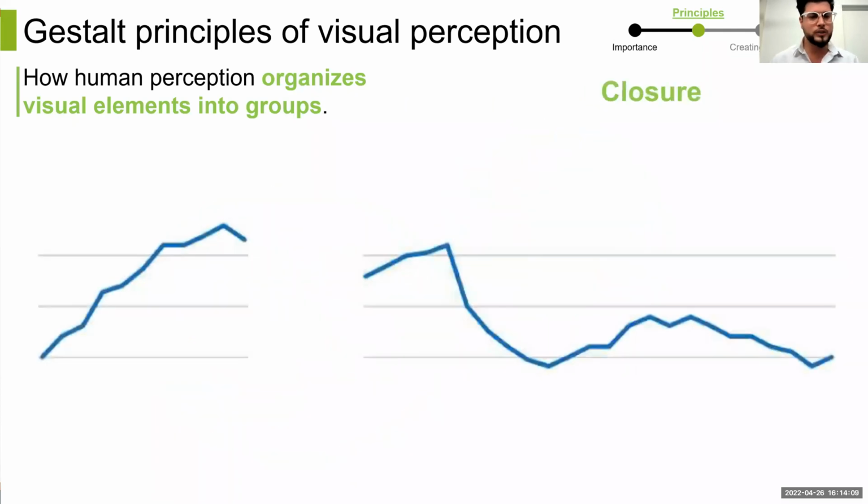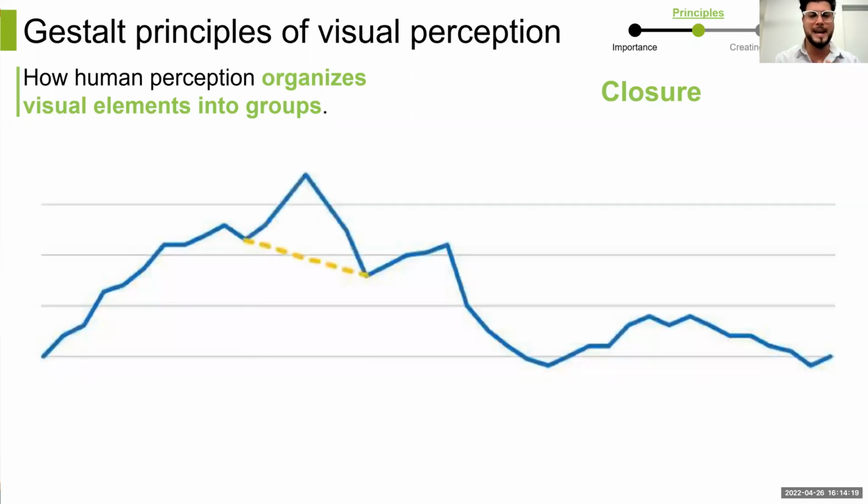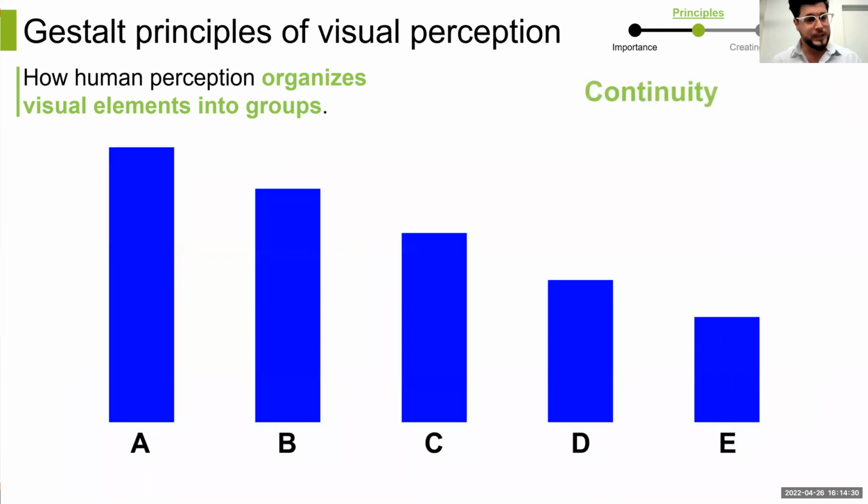Also, we have the concept of closure, which is that our brains tend to ignore the gaps and complete structures with open areas. For example, in the line graph, we mentally close the gap between the two segments with a straight line, even though the missing data might yield a pattern that moves up and then down, right? The concept of continuity is when objects that are aligned together or continue one another are perceived as a group. In this case, you don't need the horizontal axis line in this bar chart because the bars are aligned along a consistent path between the labels and the bottoms of the bars.